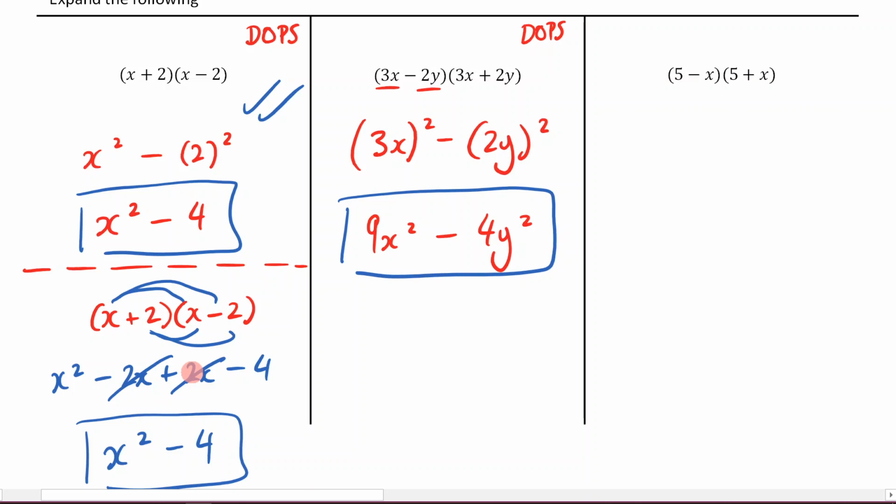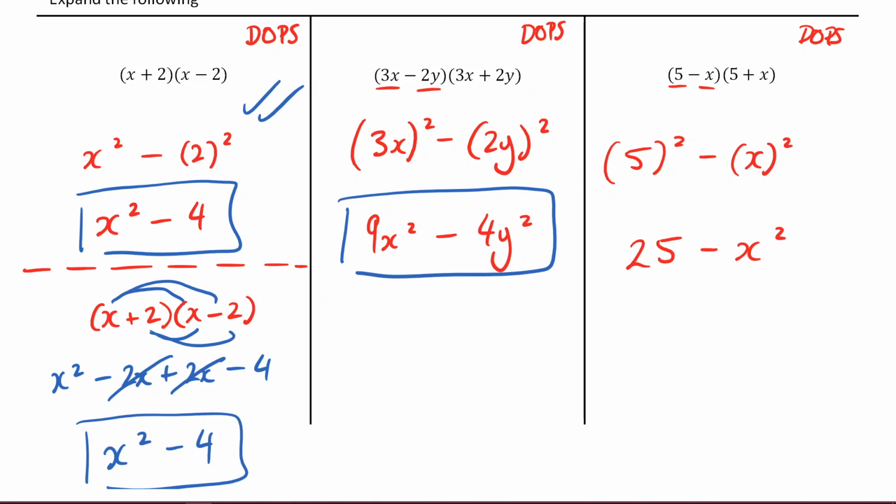And then the last one, just to finish it off, again, the first step of doing these things is just recognizing that it's difference of perfect squares, and then just saying I'm going to take the first term, square it, then minus from it the second term, square it. This is going to be 25 minus x squared. And just like that, we have gotten our answer.